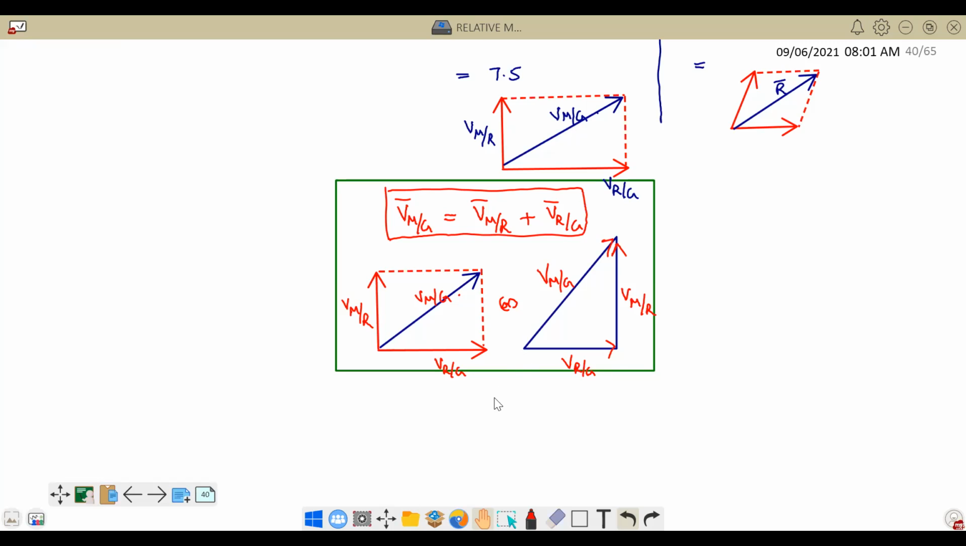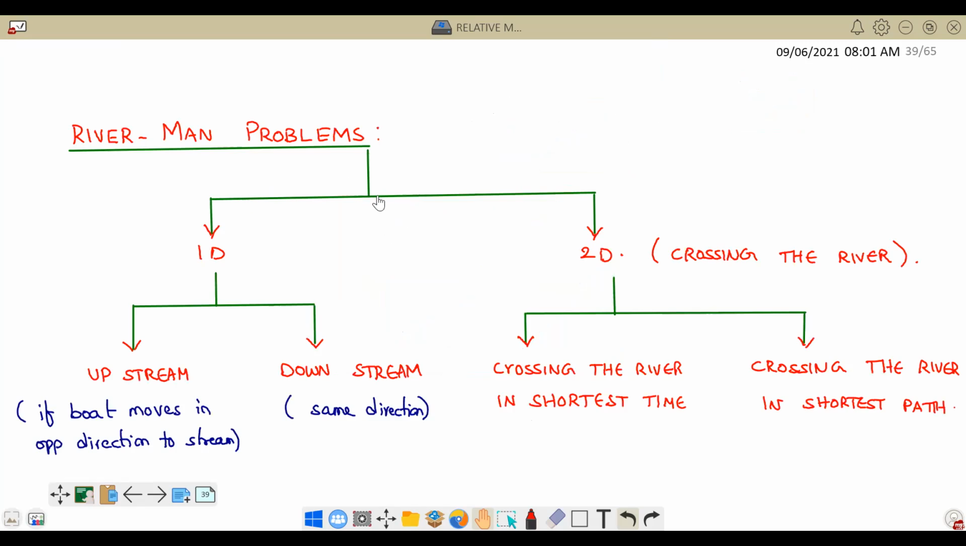So for today, I just explained the concepts. Today I just started with river-man problems, one dimension and two dimension. Within one dimension, upstream and downstream; in two dimension, crossing the river in shortest time and in shortest path. Today we just finished upstream and downstream concepts. Tomorrow maybe some very simple problems on upstream and downstream, one or two, and then we'll start crossing the river in shortest time and shortest path.